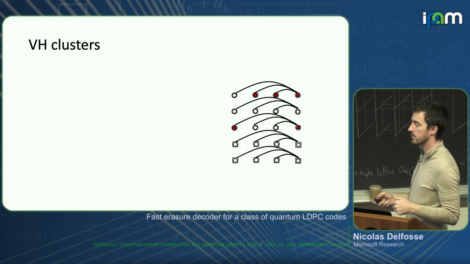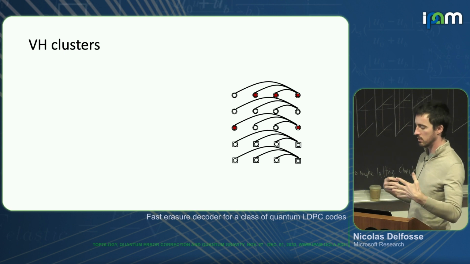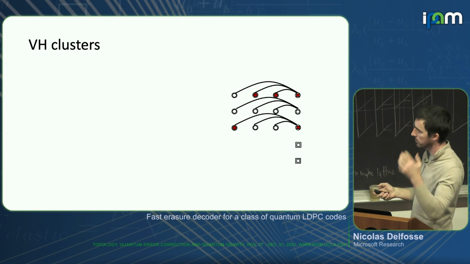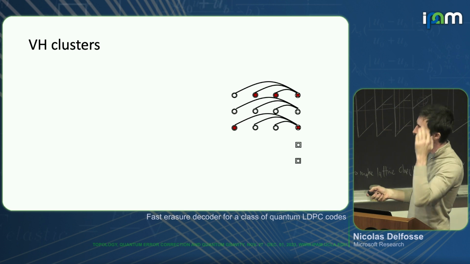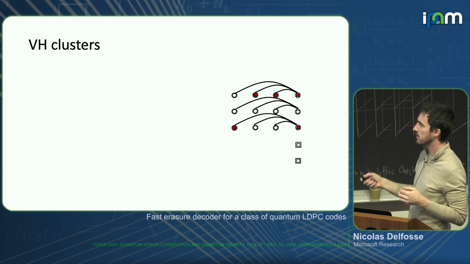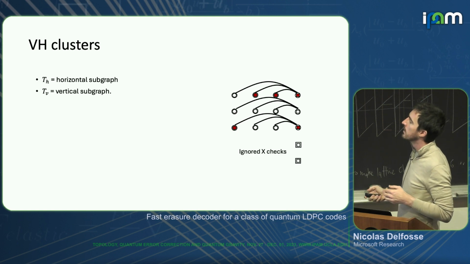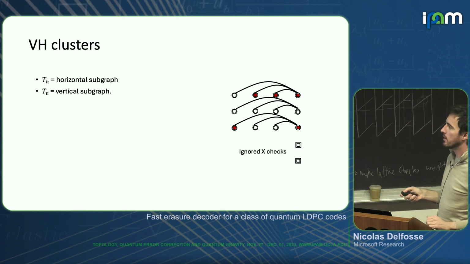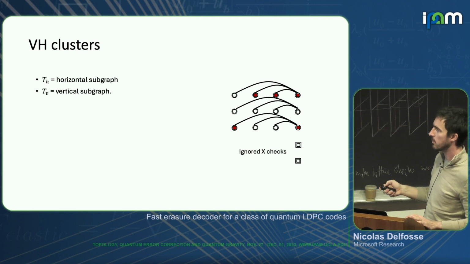And now we are going to define clusters. We're going to use those graphs to partition the error into clusters. So let's forget about X checks, because we look at X errors. They are only detected by Z checks. And we are going to define the horizontal graph. So we have the horizontal graph and the vertical graph already defined. So this is the horizontal graph.